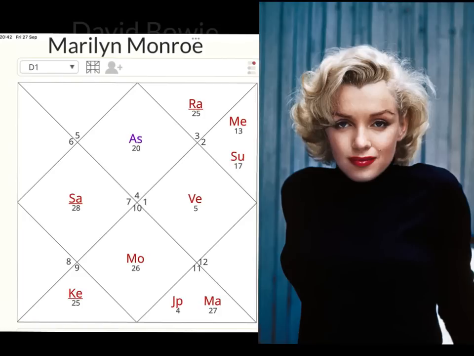Now, no better way to understand this, everybody, than to use a horoscope. We're using Marilyn Monroe, of course. Saturn is in the 4th house. We've done so much about Saturn so far. But what about Saturn's aspect? Saturn's site aspect, Graha Dristi.